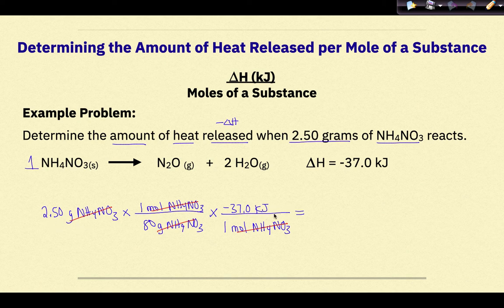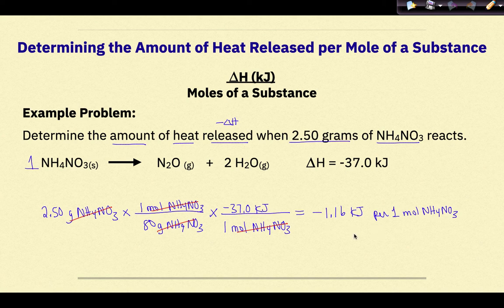So if I do all the math here and I do it all correctly, I should get negative 1.16 kilojoules per 1 mole of NH4NO3. Because it's asking for the amount of heat released, I am releasing 1.16 kilojoules, and I also recognize that this is to the correct number of significant figures.